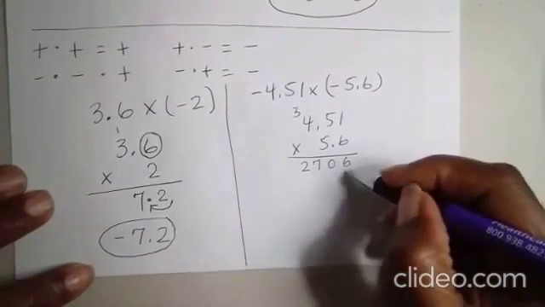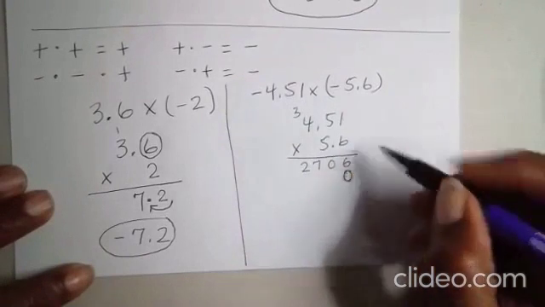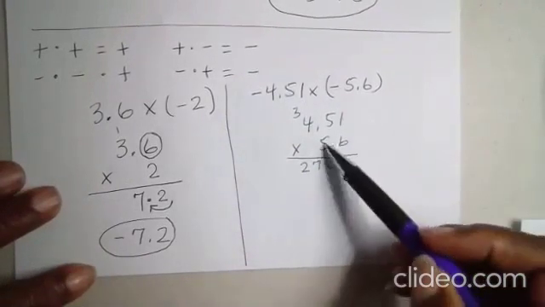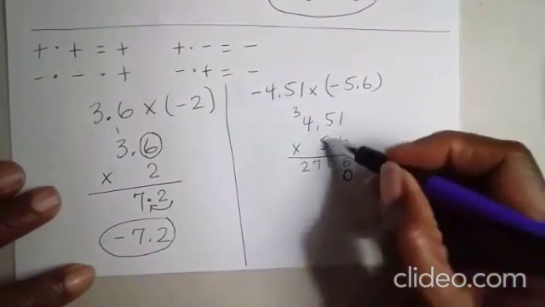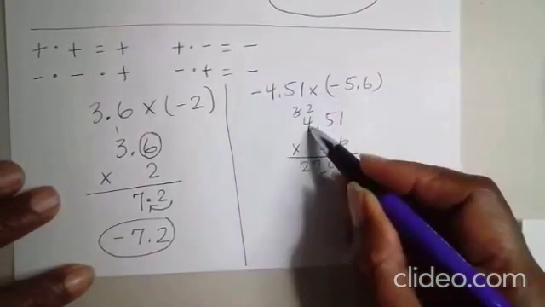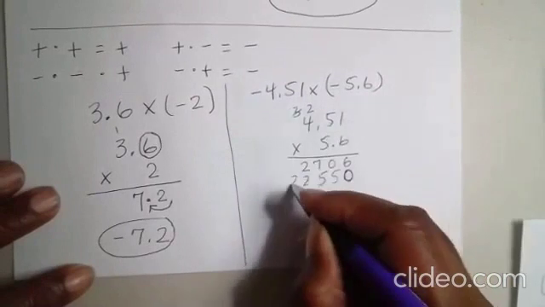27. Make sure now that you index this 0. Another common mistake, forgetting to index the 0. Now we've got 5 times 1, 5. 5 times 5, 25. We're carrying our 2. 5 times 4, 20, plus 2 is 22.